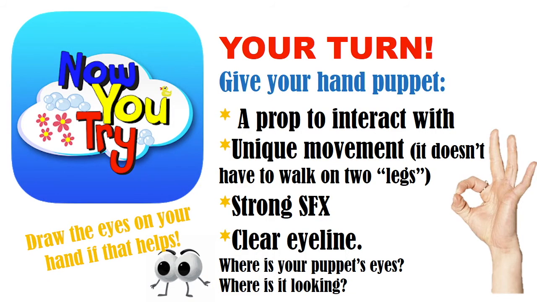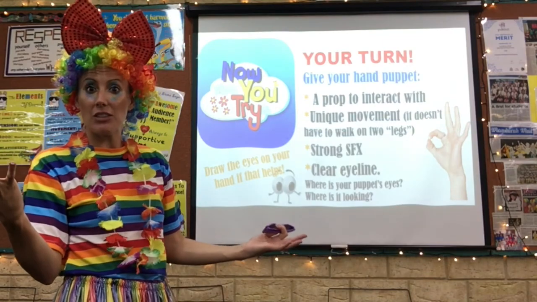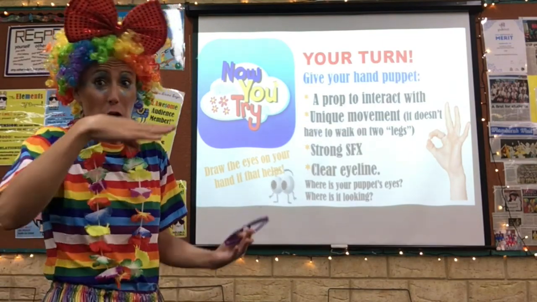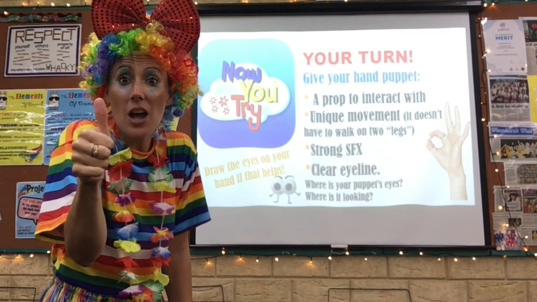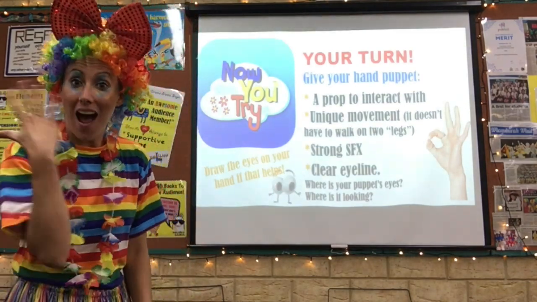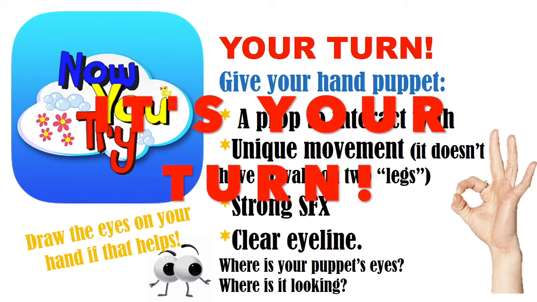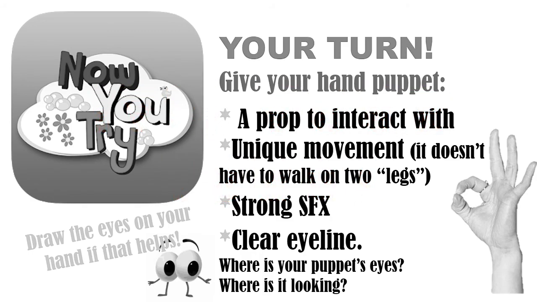And clear eye line. What is your puppet looking at? One thing you might want to think about is where are your eyes for your animal? Are your eyes on your knuckles? Are your eyes on your thumb? You need to decide that before you can even start. How can you have clear eye line if you don't even know where your puppet's eyes are? Your puppet's eyes might be on its thumb. So make sure you know where your eyes are, and then you know where your eyes need to be looking for your clear eye line, okay? Have fun with it. Good luck.